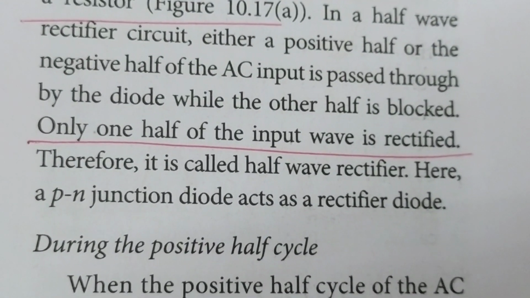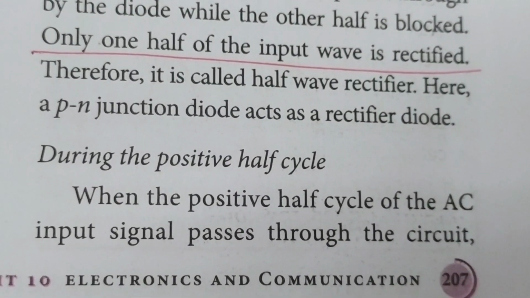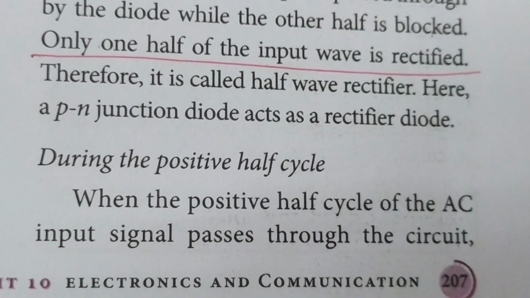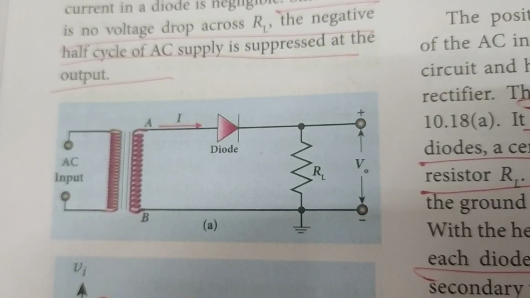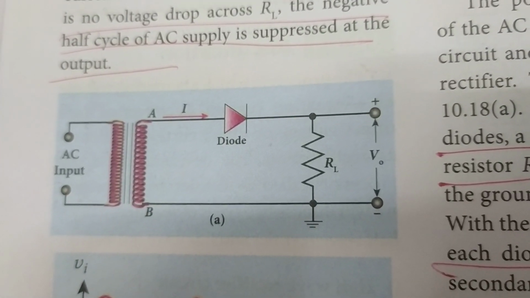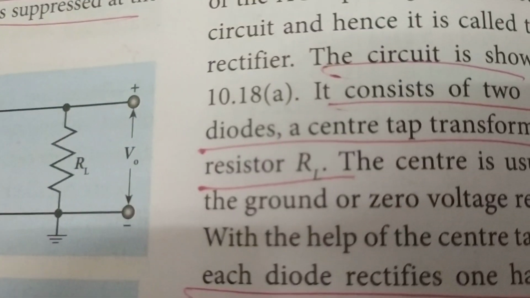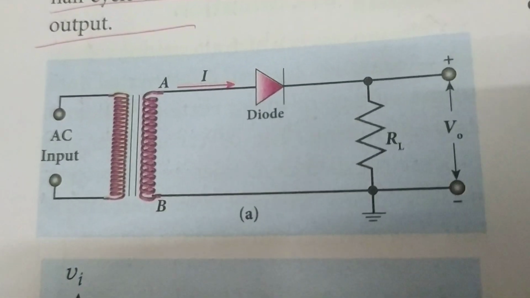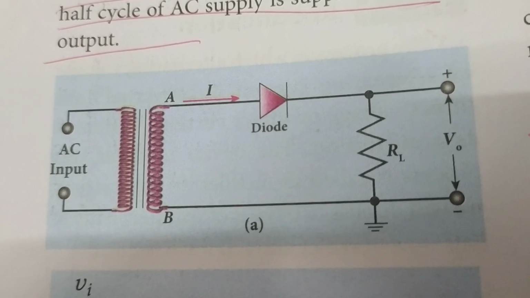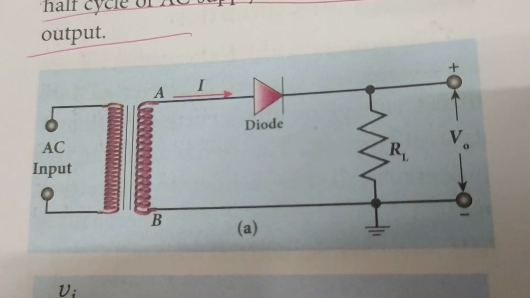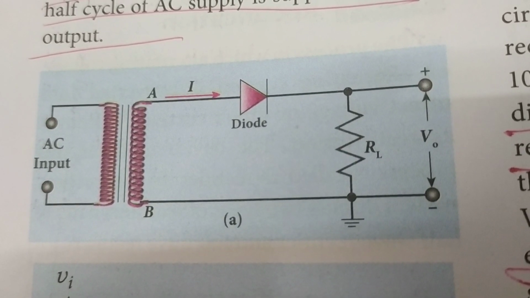Usually the PN junction diode acts as a rectifier diode, and we shall see what happens during the positive half cycle of AC and during the negative half cycle of AC. This is a circuit diagram for the half wave rectifier. We are giving an AC input, which is converted here into the DC output VO. The AC has both positive half cycle and negative half cycle. There is the transformer, the diode, and RL is the load resistor. You can get the voltage across the load resistor.